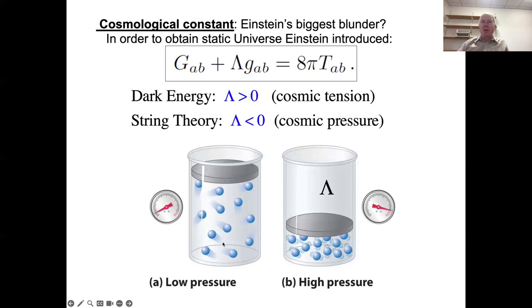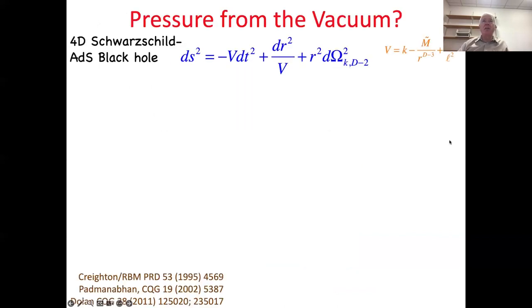Here's a system at low pressure. If you push down this little disk, then the molecules of the gas inside will be closer together, bouncing around more, and exert greater force on this. This would be at high pressure, or greater lambda in the gravitational system. Now, this notion of pressure from the vacuum goes back to something I did with Jolyon Creighton in the 1990s. A few years later it was taken up by Padmanabhan, and then Brian Dolan put it together in a couple of papers in Classical and Quantum Gravity.